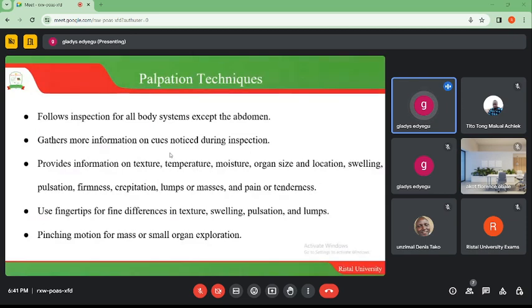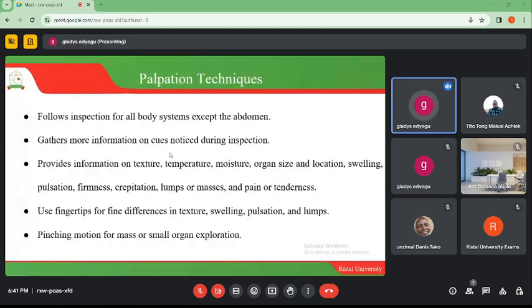So palpation follows inspection for all body systems except the abdomen. So here it gathers more information on cues noticed during inspection. So when you inspect, then you go ahead to palpate. As I mentioned, you'll be able to get more information when you palpate to confirm what you saw on the inspection.